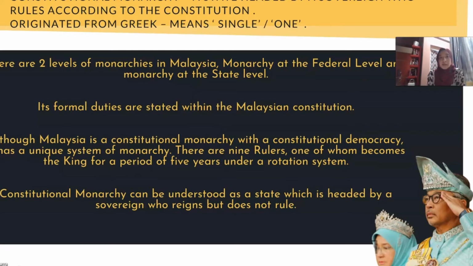So they are not above the law, but in fact they are the ones having the power to uphold the law and also the constitution of Malaysia. So a ruler, though they are sovereign, has no autocratic or absolute power. So the Malay rulers and the king, which is the Agong, are not above the law.